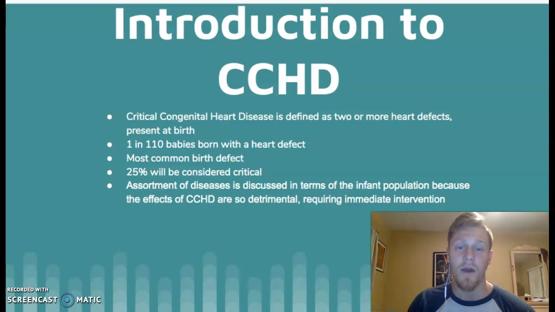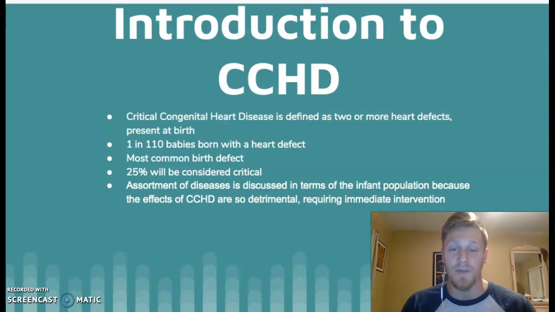About 1 in 110 babies are born with a heart defect. So it's about 7,200 babies in the United States every year, making it the most common birth defect and the most common cause of infant death in the United States. Of those 1 in 110 babies, 25 will be considered critical. So they'll have two or more defects that will require intervention pretty much immediately.